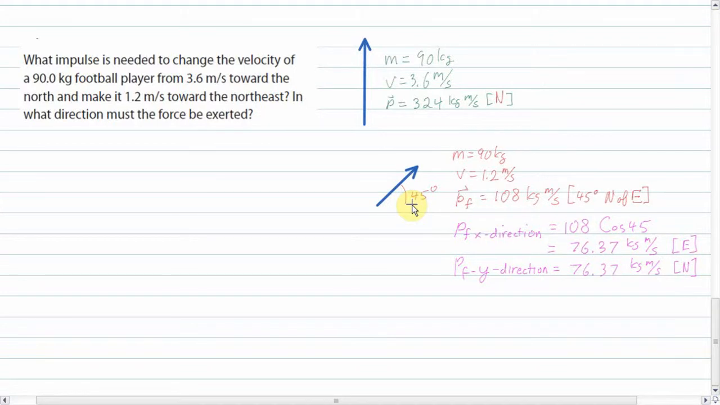Okay, class, let's sit down and try this question. What impulse is needed to change the velocity of a 90-kilogram football player from 3.6 meters per second towards the north and make it 1.2 meters per second towards the northeast? And then in what direction must this force be exerted?